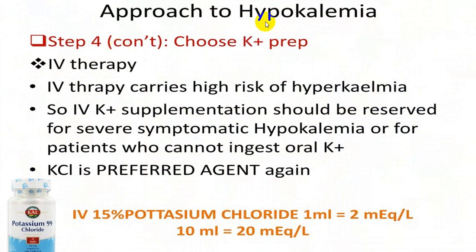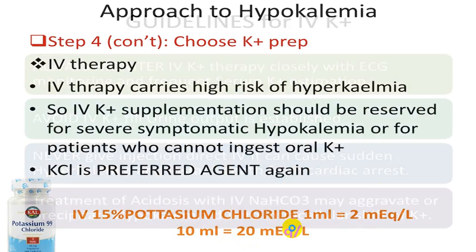After choosing the potassium preparation, IV therapy will be utilized only in selective groups. Most commonly, potassium chloride is preferred for IV. Whenever you are giving IV, you have to be very careful because it can give rise to hyperkalemia. So always remember that. 1 ml will be equal to 2 milliequivalents. So 10 ml of 15% potassium chloride will give rise to 20 milliequivalents. You have to keep this in mind.